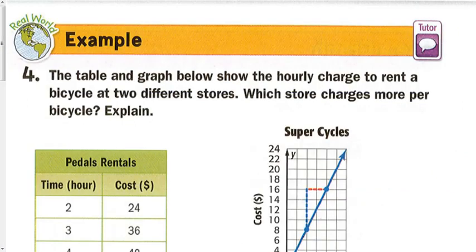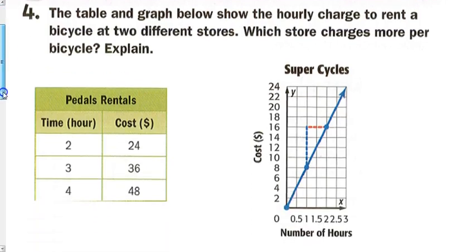All right, let's look at one last example here. We're going to compare both skills. We're going to find rate of change using a table, and then we're going to find rate of change using a graph as well. So the table and graph below show the hourly charge to rent a bicycle at 2 different stores. Which store charges more per bicycle? We're going to explain our answer. All right, so we got Pedals Rentals here first. I'll just label this number 1, and we'll label Super Cycles number 2 over here.